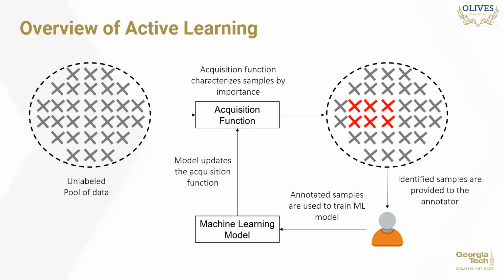This is a brief overview of what active learning looks like. We begin with an unlabeled pool of data. There is something called an acquisition function that points out the most relevant samples in the unlabeled pool. These are provided to the interpreter, who annotates these samples and provides them to the machine learning model to train on. The machine learning model then updates the acquisition function, and then you can basically do the whole process again for a specified number of cycles.